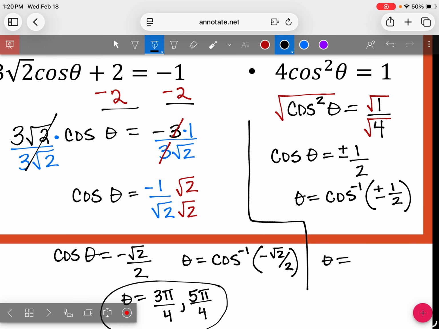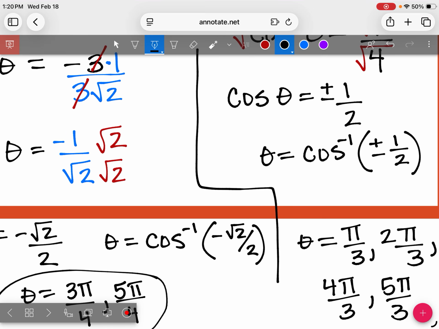Okay, so I had in quadrant 1, I had pi over 3. In quadrant 2, I had 2 pi over 3. In quadrant 3, I had 4 pi over 3. And in quadrant 4, I had 5 pi over 3. Who had those 4 answers? So again, anytime you have to take the square root, that's the biggest mistake on the test, is that when you take the square root of any number, there's 2 answers, a positive and a negative.